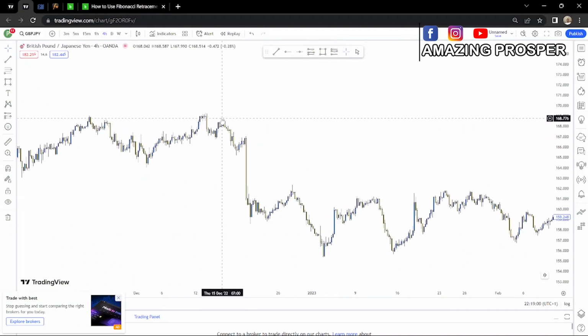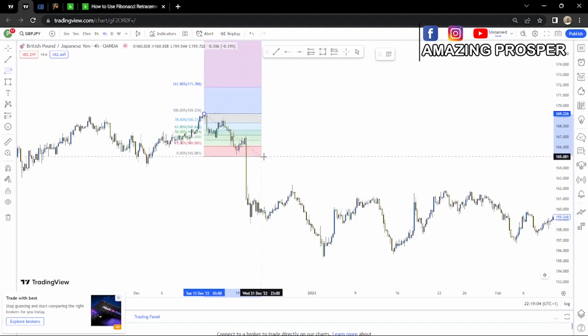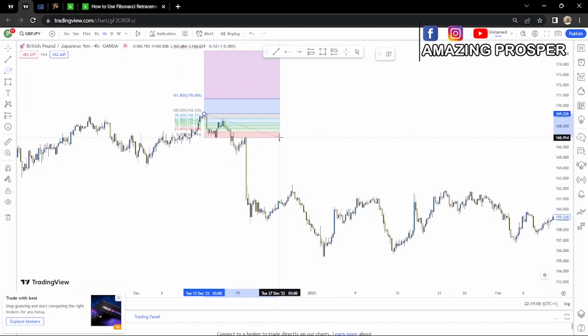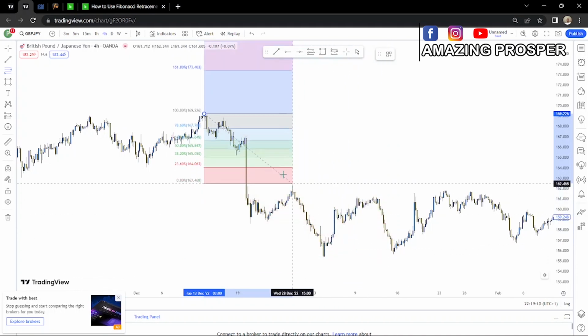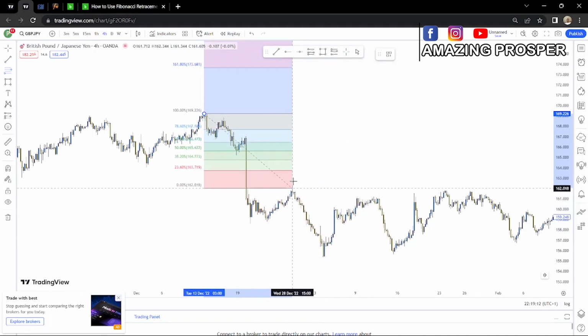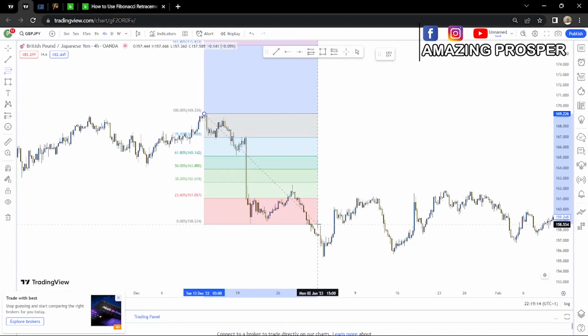Yeah, very simple. Okay, let's use this as a downward move. Remember, from the highest top, let's say you use this one and you want to know the total move. Let's find out this big retracement, where it finds support.